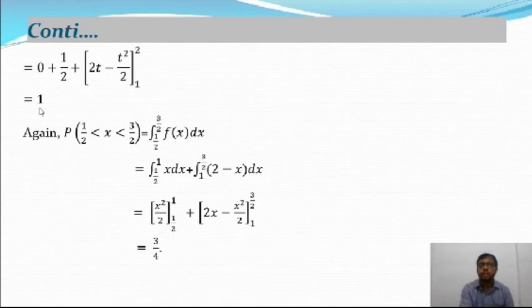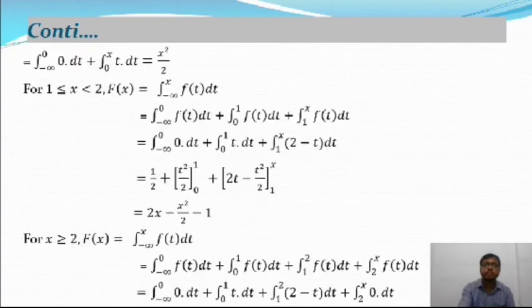So therefore the distribution function, capital F(x), is equal to 0 in the interval minus infinity to 0. Okay, and it is equal to x square by 2 in the interval 0 to 1, and F(x) is equal to 2x minus x square by 2 minus 1 in the interval 1 to 2, and F(x) is equal to 1 in the interval 2 to infinity. So this is the distribution function of the given probability density function.